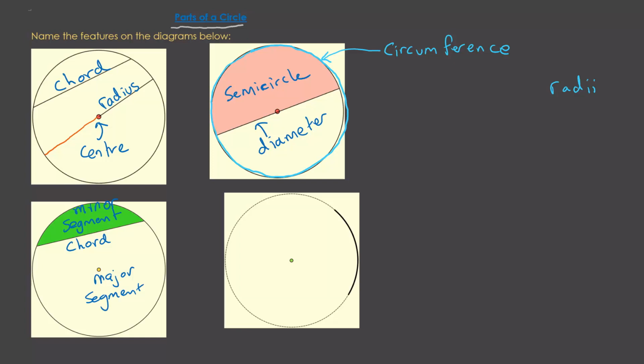In the next diagram, in black there is indicated an arc. But it's worth noting that the rest of the circle here, the rest of the circumference, is also an arc. The longer one is called the major arc, and this one here would be the minor arc.